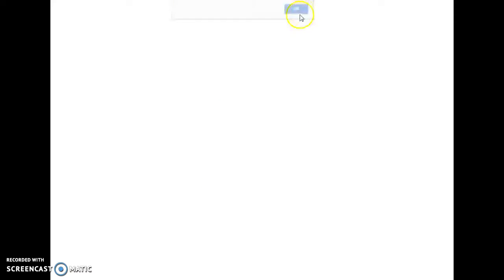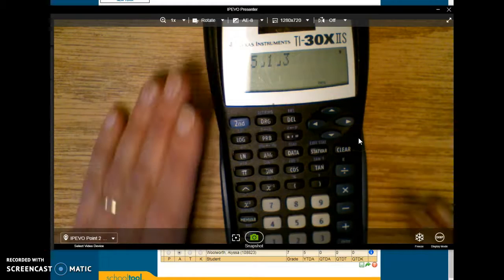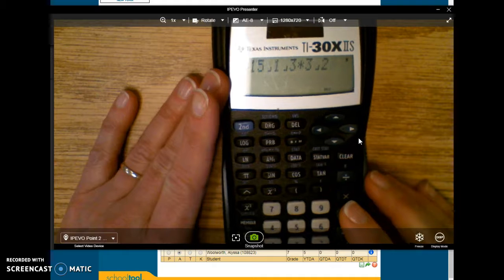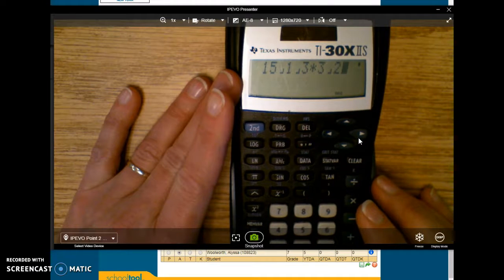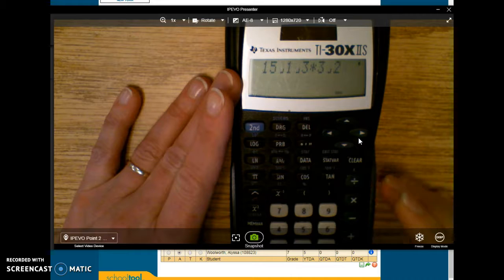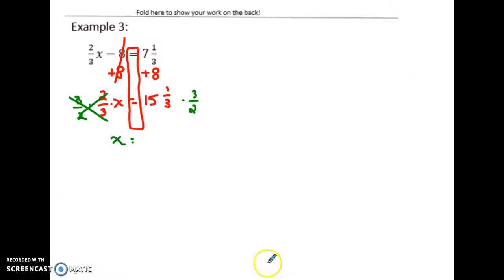And I lost my screen here. Hang on. There it is. So we need to multiply by 3/2. So again, you're going to use your ABC button again, and that's what it wants to look like on your screen if it's going to calculate the math for you with the fractions. So it looks like we get 23. So I'll come back to this screen. X equals 23. In a perfect world, this will work out. So let's see if it does.